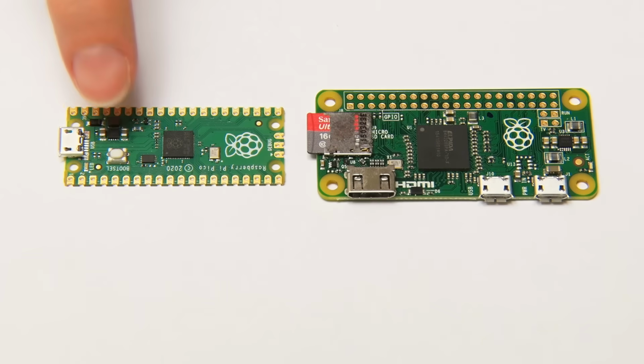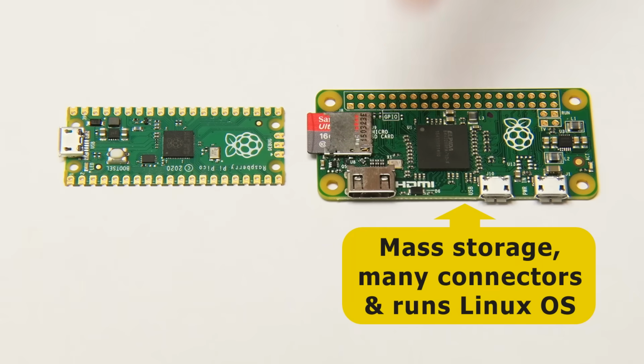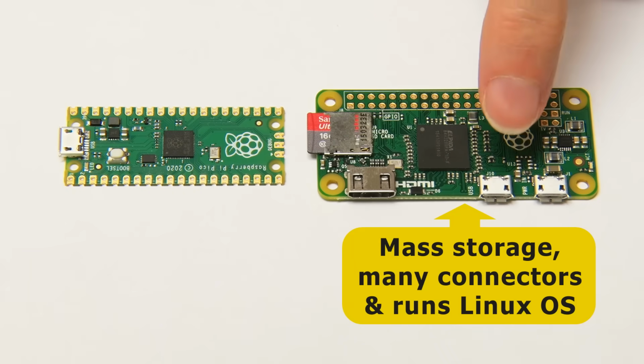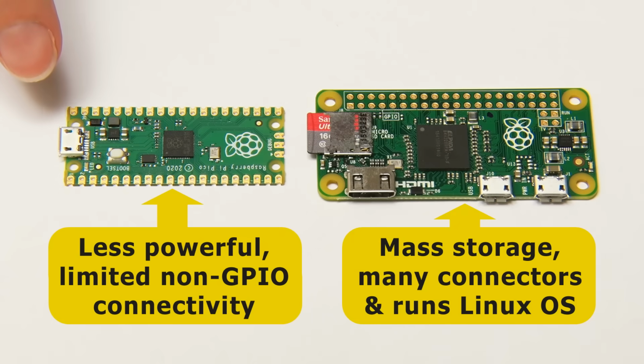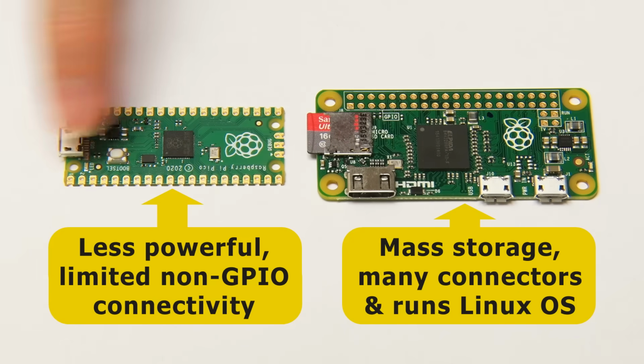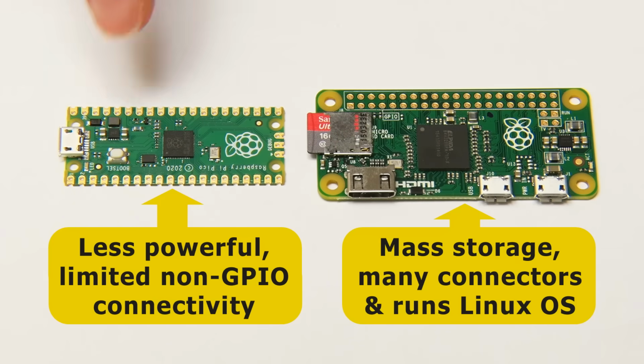So, if we compare the Pi Pico to the Pi Zero, we see that the Pi Zero has got mass storage on a microSD card, it's got an HDMI connector for connecting a monitor, it's got a micro USB connector for powering the board, but also a second micro USB connector for connecting a keyboard or other USB peripherals. The Pi Zero also runs an operating system, most obviously Raspberry Pi OS, and this allows the Pi Zero, a computer, to be used for high-end computing applications. In contrast, the Raspberry Pi Pico has got a single micro USB connector for powering the board and for transferring programs to it from a computer. And it communicates with other electronic devices using its general purpose input-output connectors here on either side of the board.